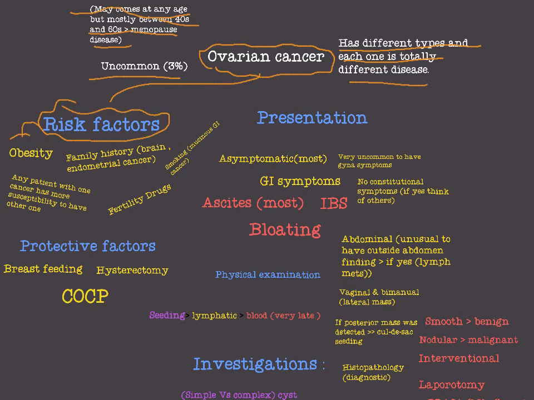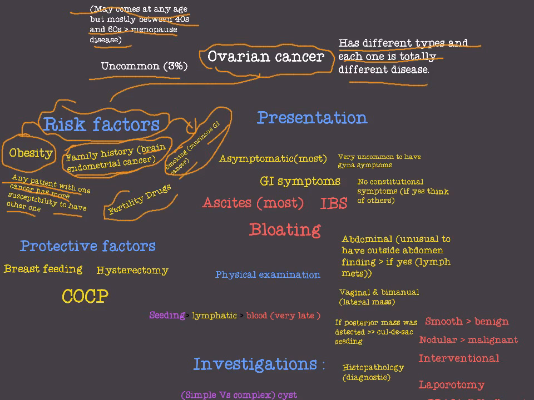First of all, obesity is a risk factor of ovarian cancer. Family history of other cancers, like brain cancer, endometrial cancer or ovarian cancer. So obesity, family history, and any patient with one cancer is more susceptible to have another cancer, so another cancer is a risk factor for ovarian cancer. Smoking actually is an important risk factor, especially in the mucinous type, GI type ovarian cancer.